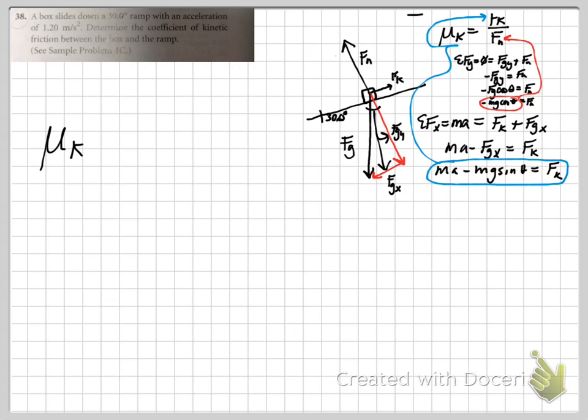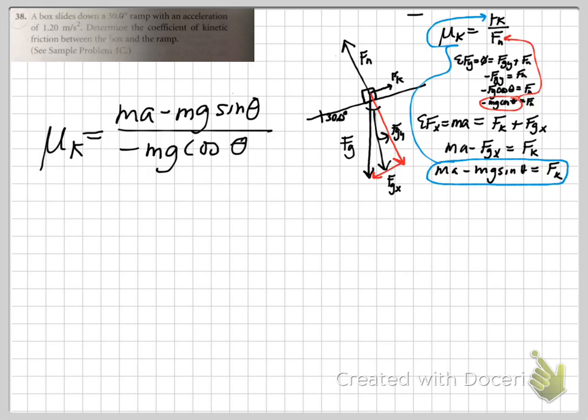Mu k equals ma minus mg sine theta over the negative of mg cosine theta. Now, if we didn't know the mass of the box, oh wait, we don't. Does it matter? Nope.